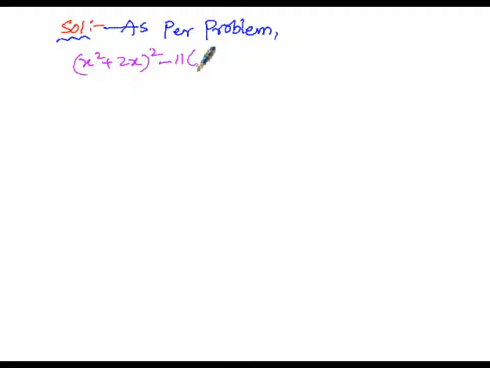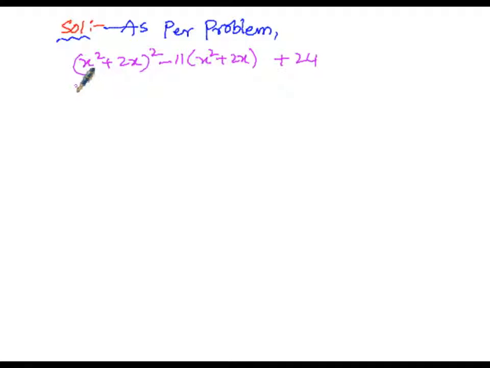Solution starts now. So here, as per the problem, we have to factorize the given polynomial as (x square plus 2x) whole square minus 11 into (x square plus 2x) plus 24. In the first term, that is x square plus 2x, there is also x square plus 2x in the second term.